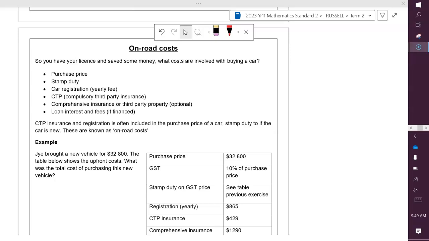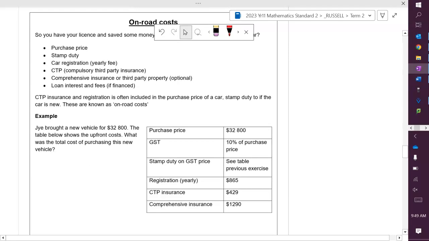So our CTP insurance and registration is often included in the purchase price of a car, and the stamp duty too if the car is new. So these are known as our on-road costs. So if you ever go and buy a new car, they'll tell you this is the on-road cost. Like for you to pick it up this day and drive it away, this is what it's going to cost you.